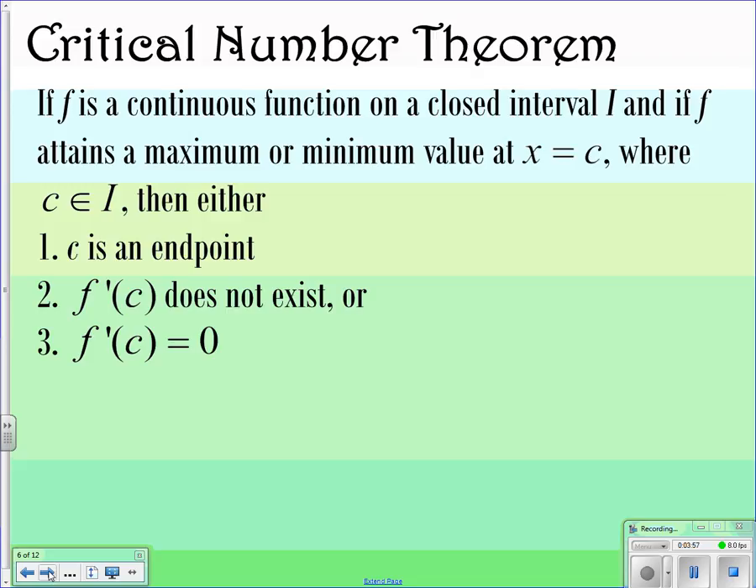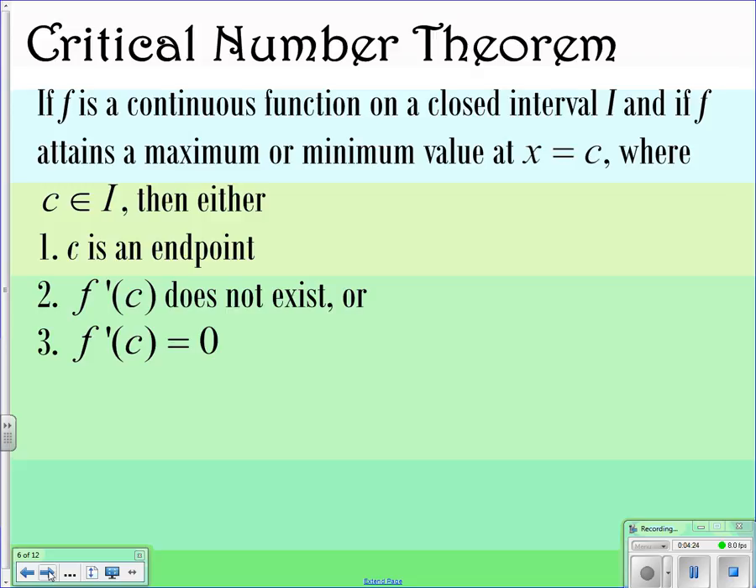So looking at the critical number theorem, if f is a continuous function on a closed interval, and if f obtains a max or min value at x equals c, where c is in the interval, then either c is an endpoint, the derivative does not exist, or the derivative equals 0. And so that's what you're going to have to look at: your endpoints, where your derivative does not exist, and where your derivative equals 0.